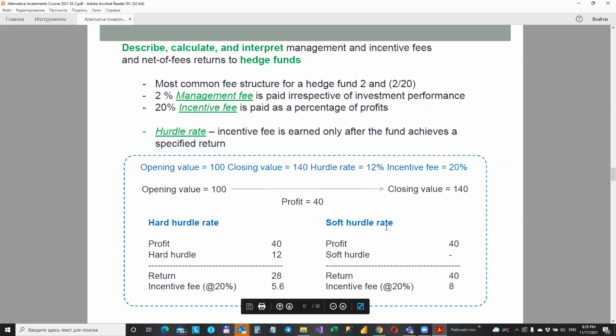While if we have a soft hurdle rate, you have your turning point of whether you will receive the incentive fee or not. So you need to have at least 12% of profit. Then the amount of your incentive fee, if you have a soft hurdle rate, will be calculated on the basis of the whole profit. So 20% of 40 equals 8 million incentive fee.